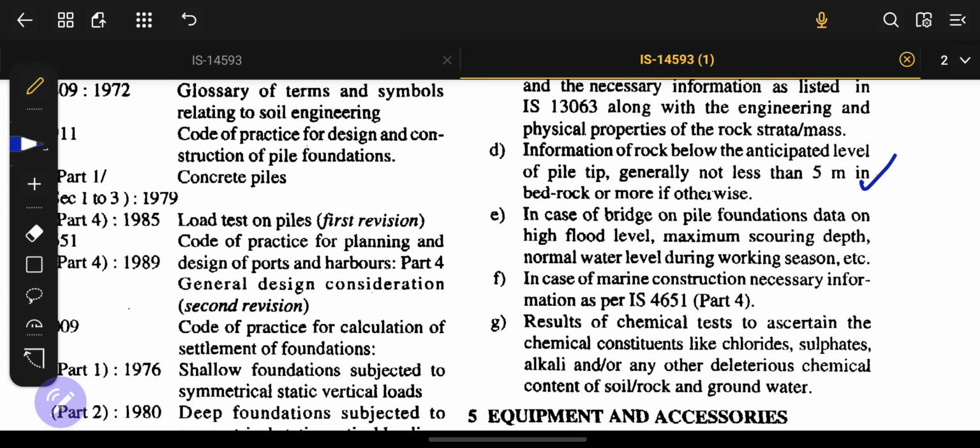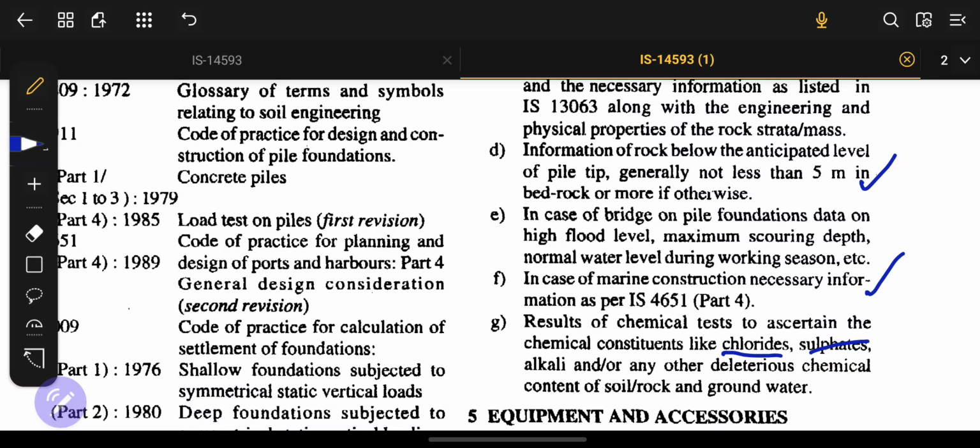If your pile length will increase, then structural capacity will reduce for a given diameter. So these things are to be considered. Then results on chemical test. This chemical test means the chlorides and sulfate contents of the soil will determine the exposure conditions. Exposure conditions based on these parameters is given in IS 456.